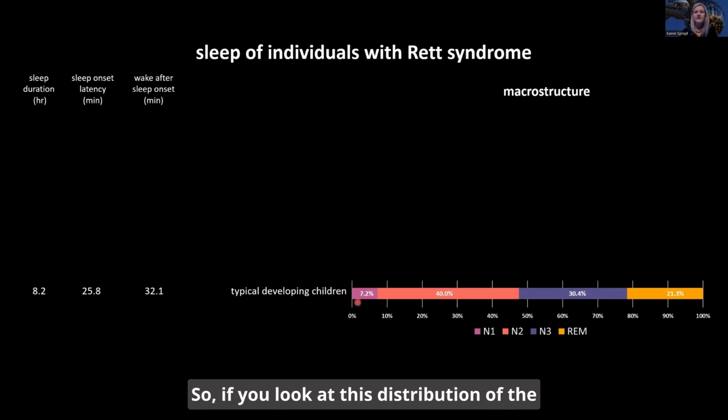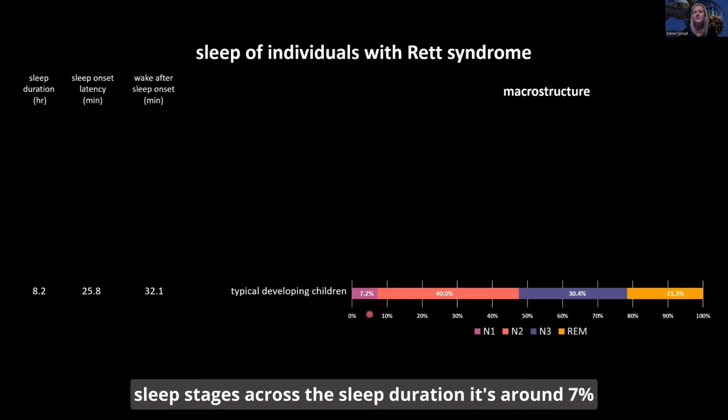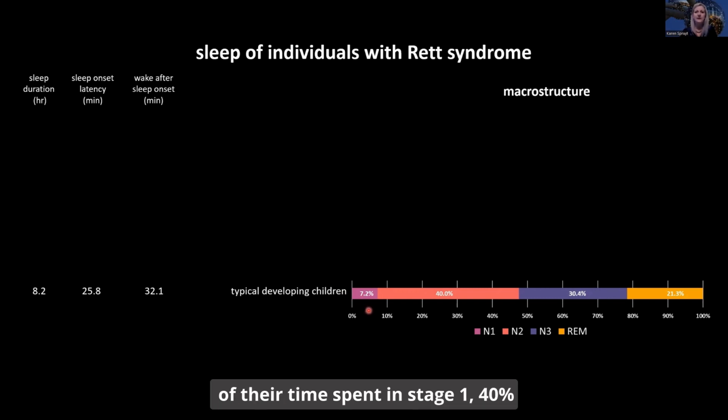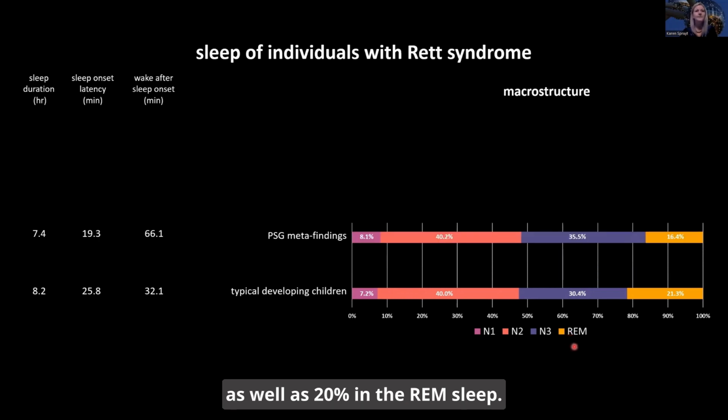So if you look at this distribution of the sleep stages across the sleep duration, it's around 7% they spend of their time in stage 1, 40% in stage 2, 30% in stage 3, the deep sleep, as well as 20% in the REM sleep.